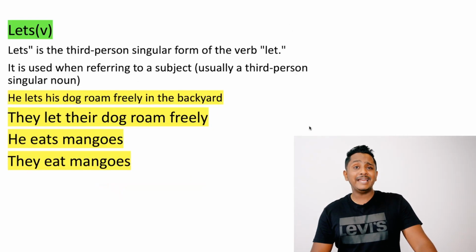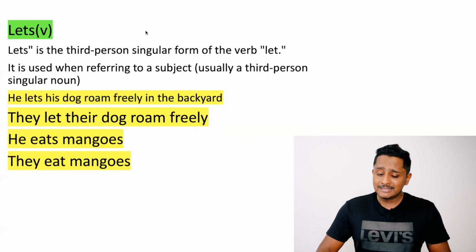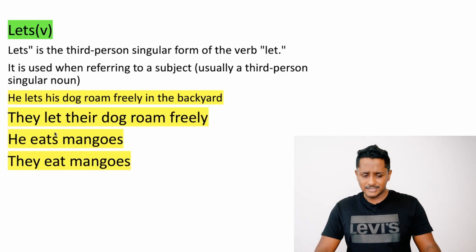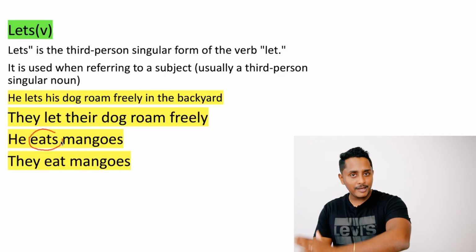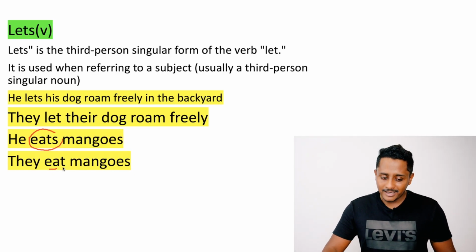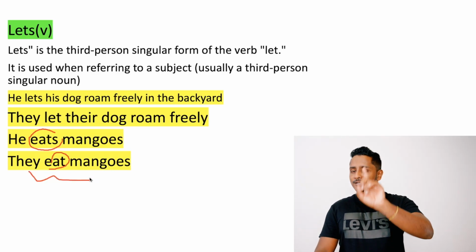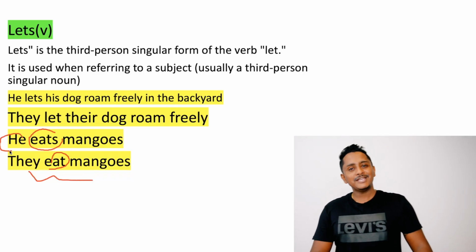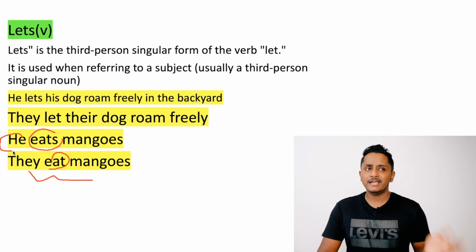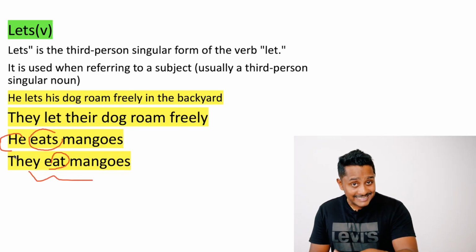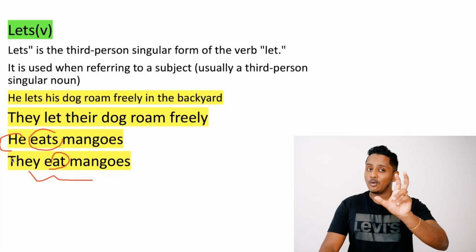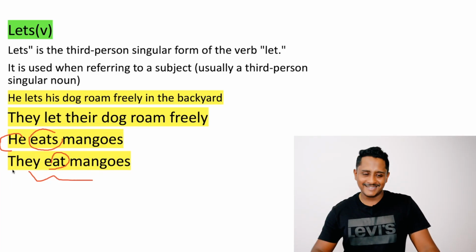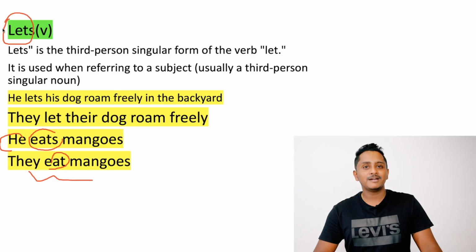But when you talk about this lets, people get confused here. Lets is used for a third person singular. Pay more attention: see this word eats, he eats mangoes. The same way, if you write the word eat, it's they eat mango. The only difference is eats is used for third person singular: he eats, she eats, it eats. So in the present tense, third person singular, the verb will have s in it. Same way, let is a verb.